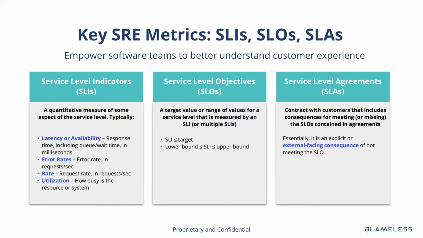If we look here, we already talked about what an SLI is and what an SLO is at a really high level. But when you dive down into an SLI, you want to measure generally a couple of things in your service. It is a quantitative measure through some APM platform. Traditionally, you're going to use either latency or availability, and those are response times, including queue wait time in milliseconds. Or you might have something like an error rate.